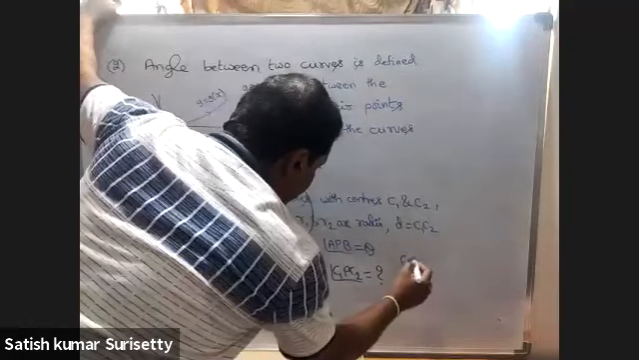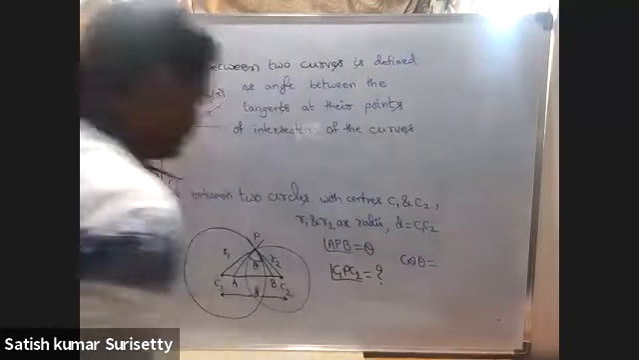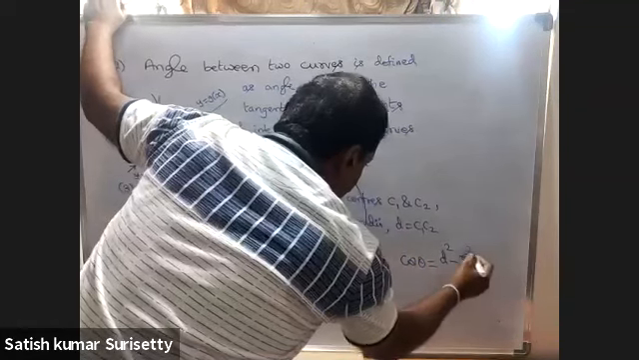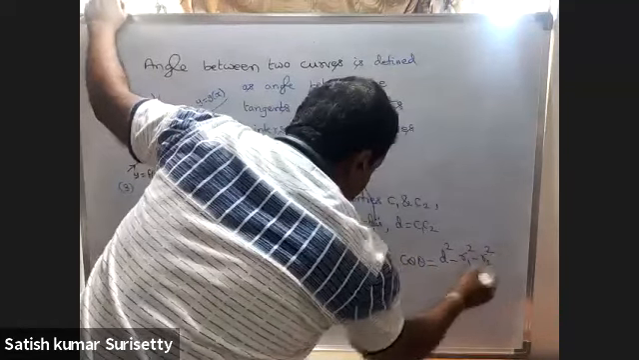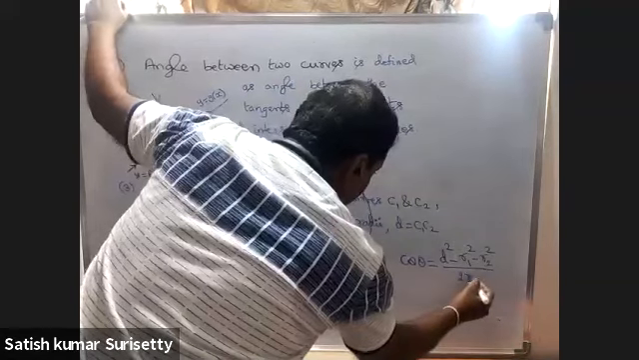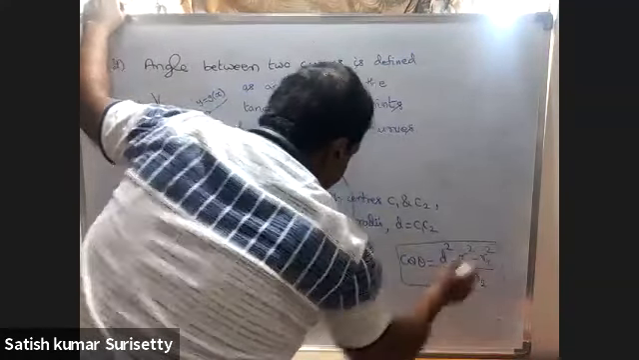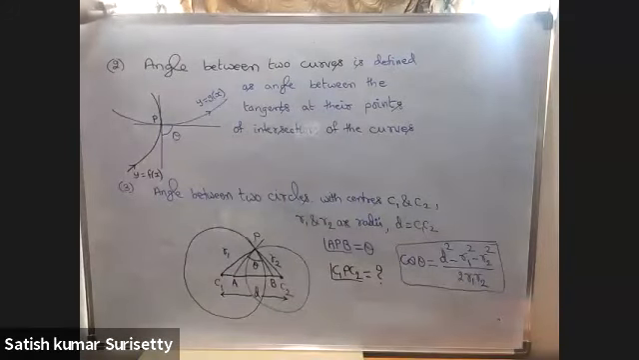So you can derive the formula as cos theta equal to d square minus r1 square minus r2 square upon 2 r1 r2. And if we know one angle theta, then 180 minus theta is also the angle between the tangents. One more angle will always be there.